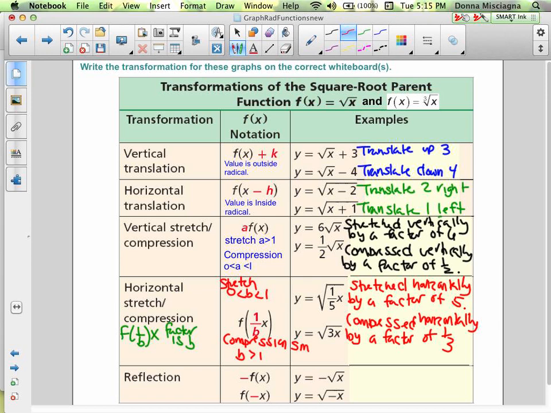So here I need smaller x values. Let's put that in there. That might help you keep this straight. This is smaller x values and this is larger x values. And then the last one there is the reflection. If it's in front, this is reflection over y, and this is the reflection over the x-axis.